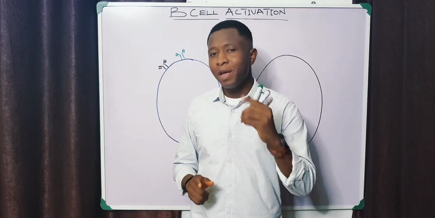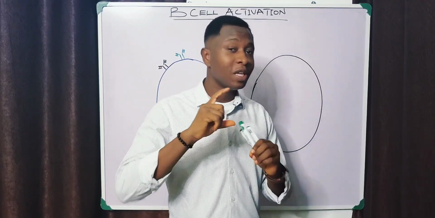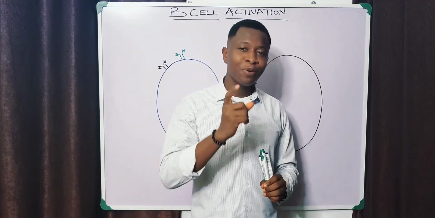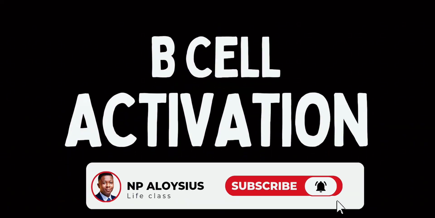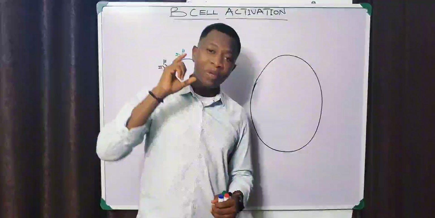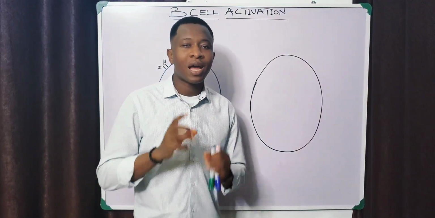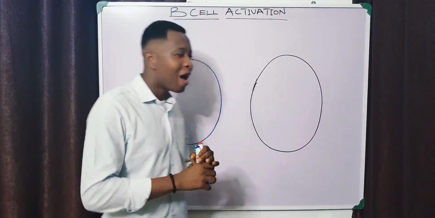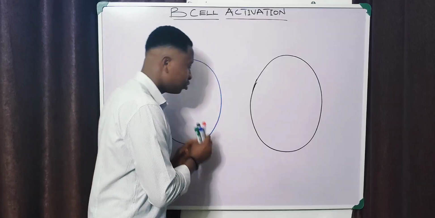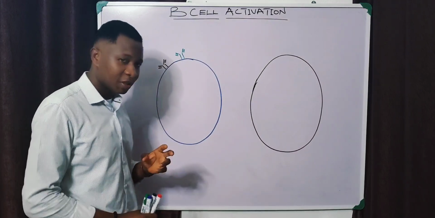The B cells are the major players of the adaptive immunity because they produce antibodies. However, the B cell does not directly produce antibodies. So let's look at how antibodies are actually produced in the body.